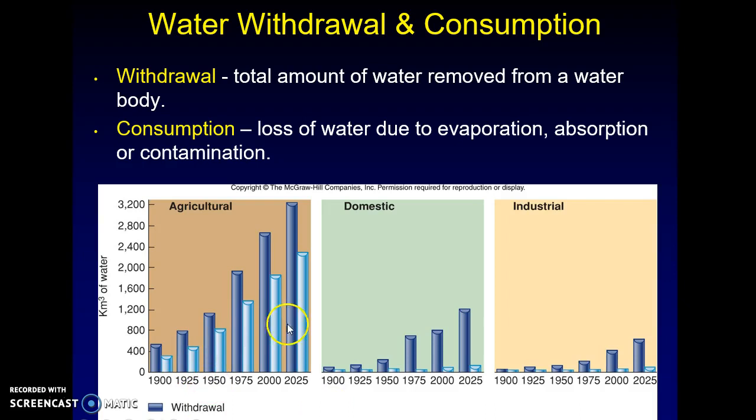Most of about 3,200 cubic meters of water is withdrawn, and what's drawn is used from the water bodies. This is not taking into consideration just rainfall and stuff like that. Most of it is lost due to evaporation, contamination, or absorption.